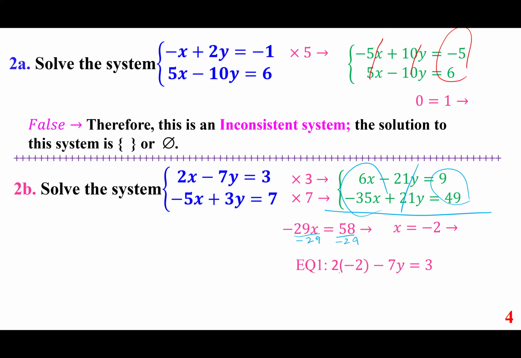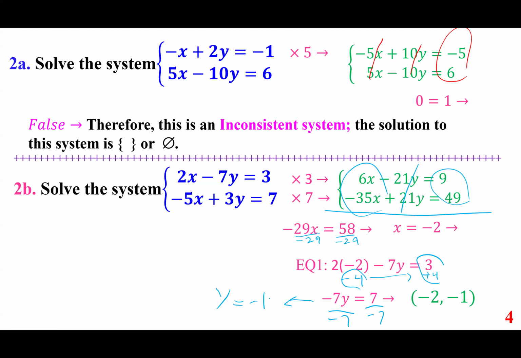So we have negative 4, and we make it positive on the other side. And it becomes 7 divided by negative 7. Y becomes negative 1. And I like to write it as a pair, negative 2 comma negative 1.